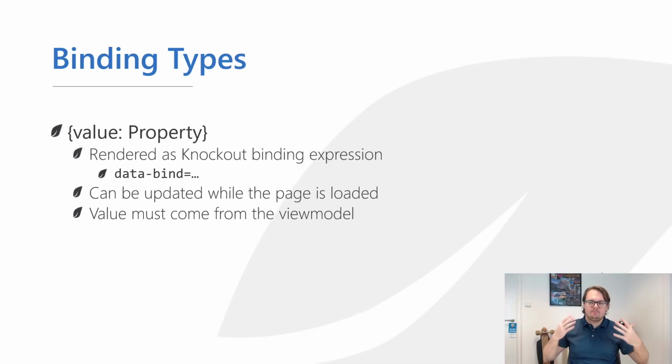So to recap, there is the value binding, which is rendered as a Knockout data-bind expression, which means that you have all the features you expect from a model-view-model application. Once the page is loaded, you can still change the properties in the view models, and the user interface responds to that. And it works the way back also, because if you change anything in the UI using the value binding, it will make sure that this value is propagated to the view model.